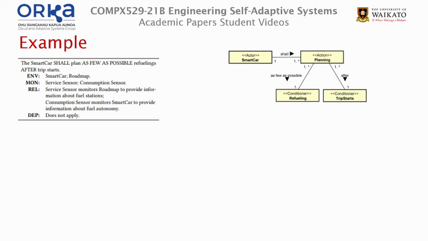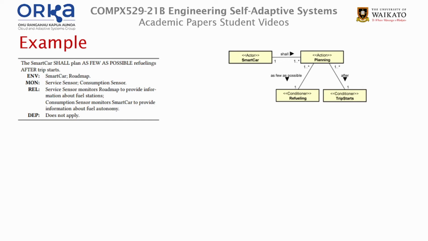Lastly, to model the information, we first need to find environments and monitors. And in Relax, environments are identified on that list there under ENV. So there's two, there's smart car and roadmap. And monitors are on the MON list there. So we've got two, service sensor and consumption sensor.